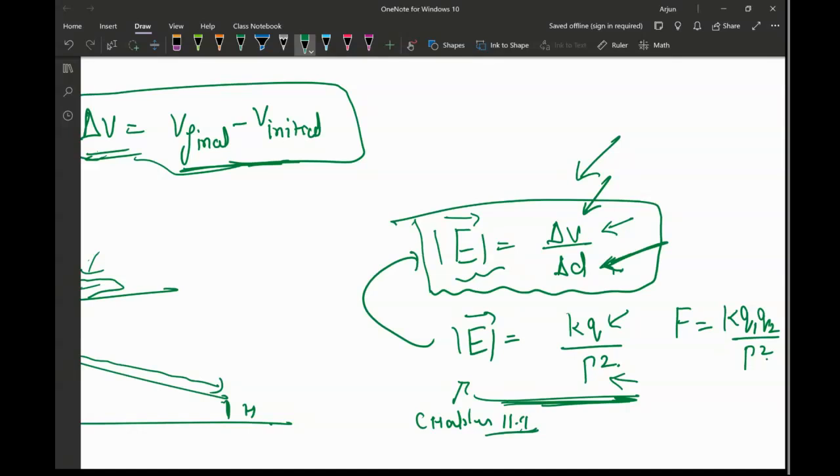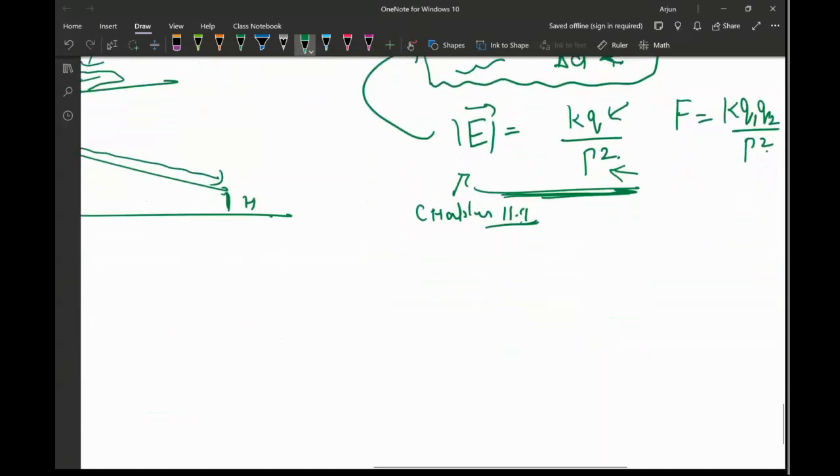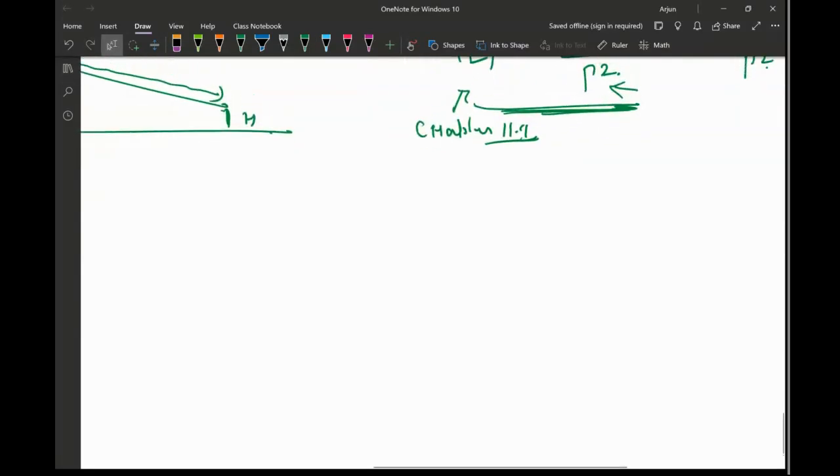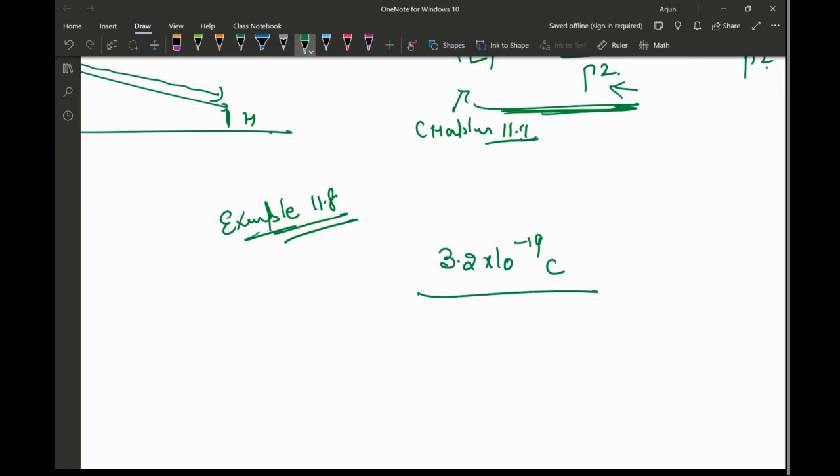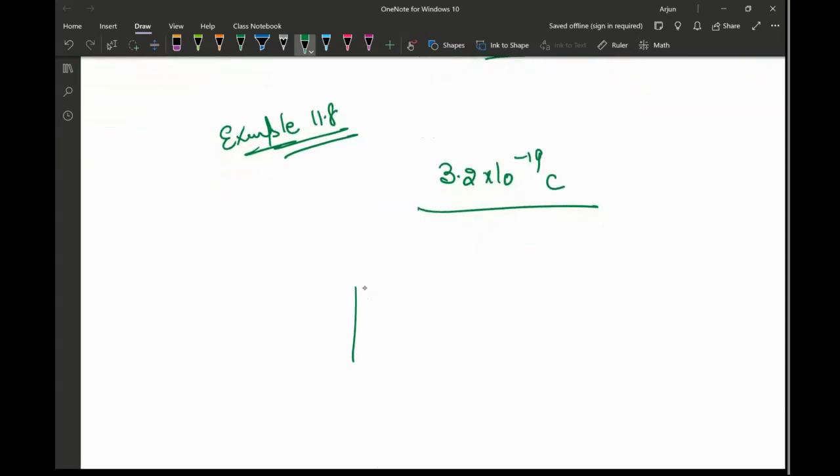Based on that, I'm going to take a question from example 11.8. Again, this is from the Alberta Pearson book, and it is on page 566. A small charge of 3.2 times 10 raised to the power negative 19 coulomb moved between the two parallel plates. So I'm going to draw the diagram.